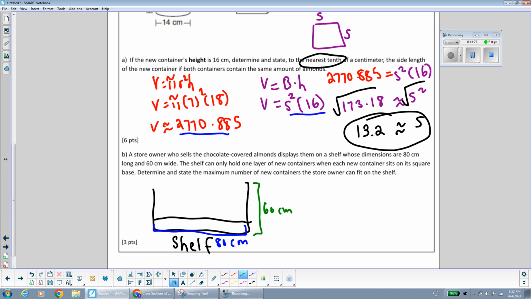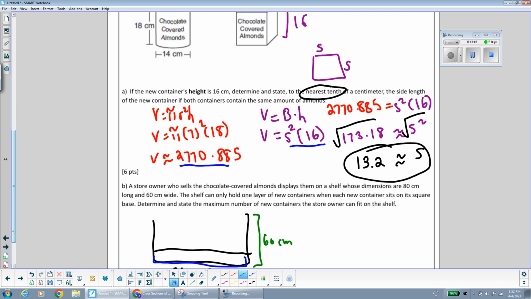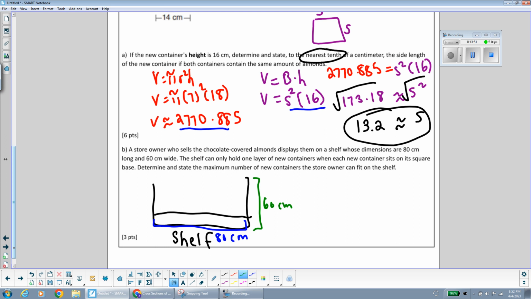So we're not stacking the containers on top of each other. There's not going to be a bunch of layers. It's only going to be one layer. So I don't know how many containers can fit. That's what we're actually trying to find. We're trying to find the maximum number of new containers that can fit. And the new containers are these ones over here, the rectangular prism with the square base, which is basically a cube.